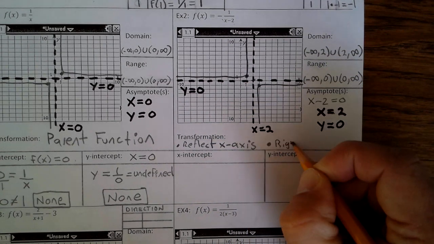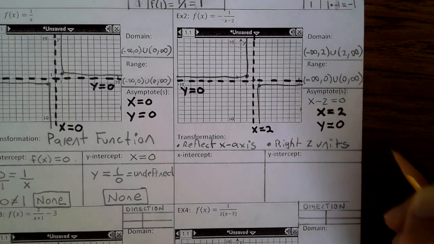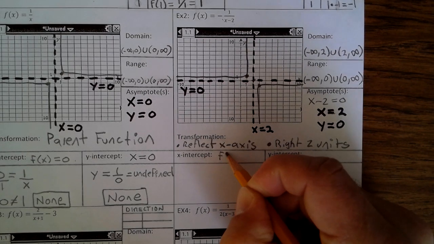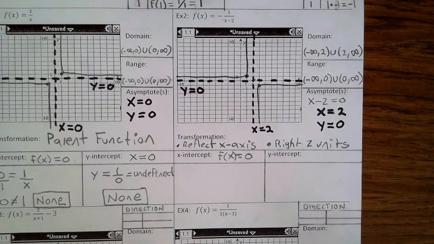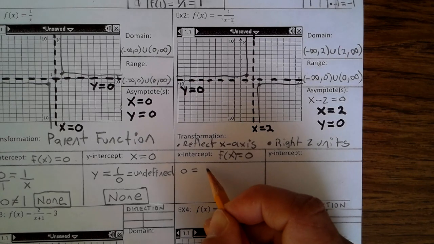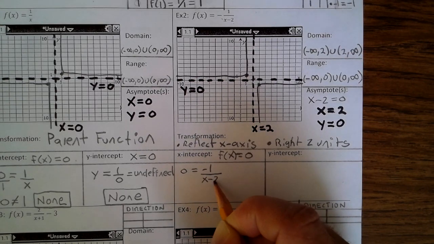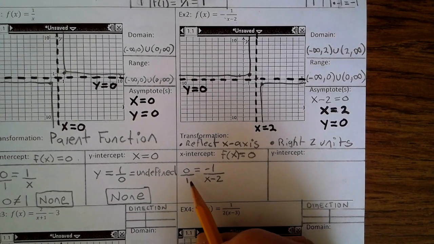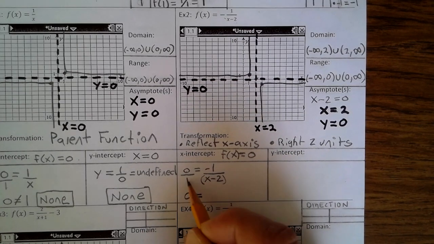Now our x-intercept is when f of x equals 0. So we have 0 equals negative 1 divided by x minus 2. Divide that by 1, so we cross multiply and solve. So 0 times this is 0. 1 times negative 1 is negative 1. Those are not equal, so we would say that there are no x-intercepts, or none.